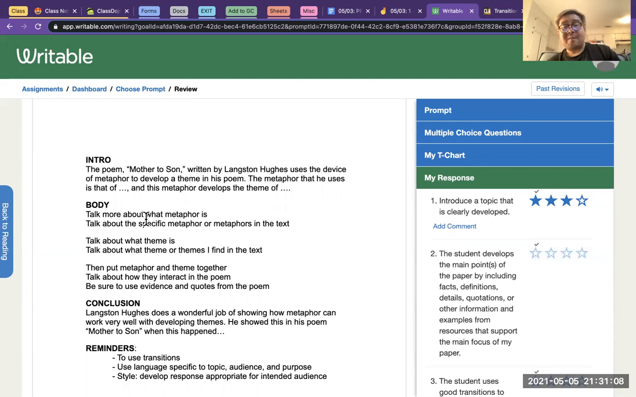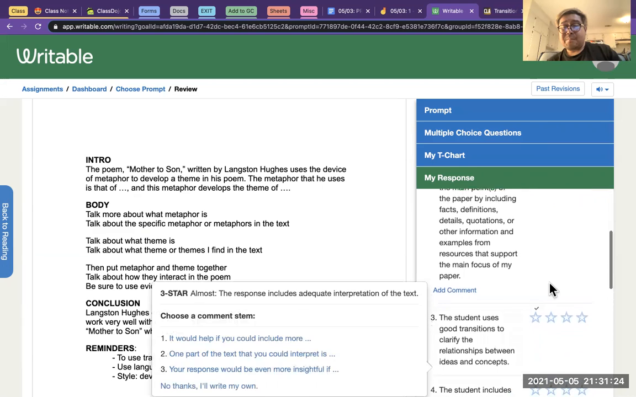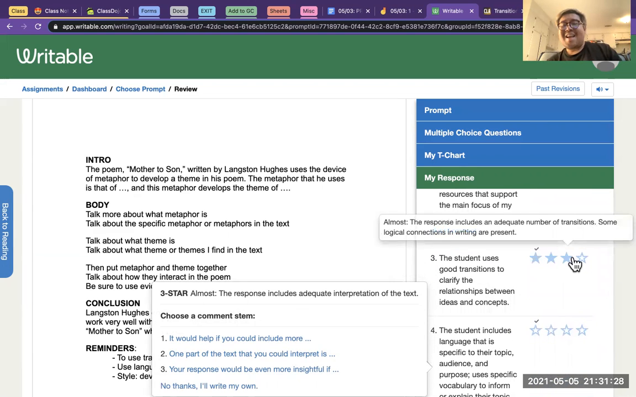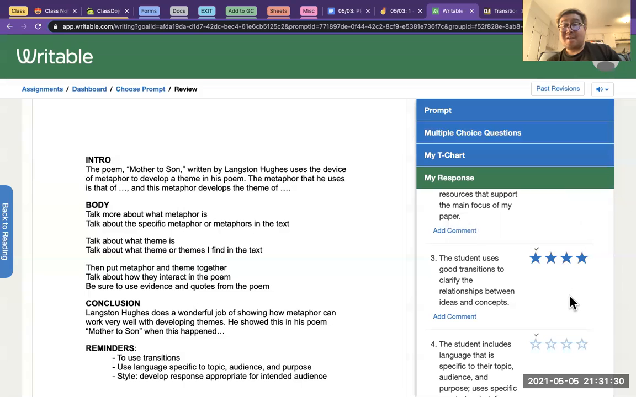So first I talk about metaphor in general, then I talk about metaphor in the text, then I talk about theme in general, and I talk about theme in the text, then I put them all together. So there's an order and a flow to my text. So yes, I'll give myself 3 because I'm humble. Add comment if I wanted to. Good transitions, 4 stars, because guess what? We used our friend Google.